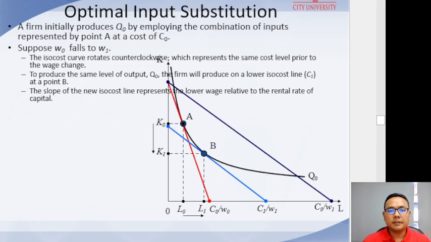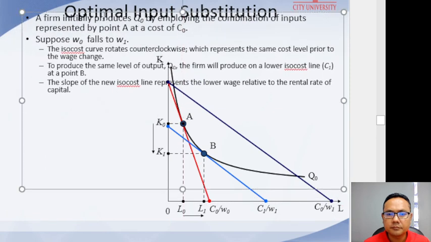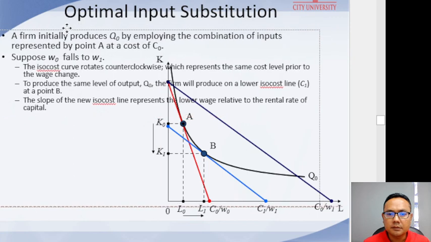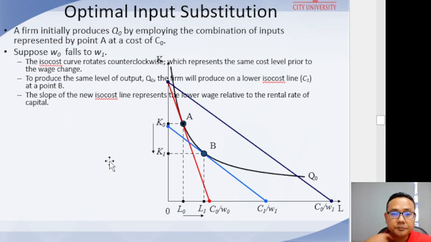Okay, we go back to here. A change in the price of an input will lead to a change in the cost minimizing input bundle. Let's see the example here. The firm initially produced Q0 by employing the combination of inputs represented by point A at a cost of C0. This is where we can see an example of how we can optimize input substitution.